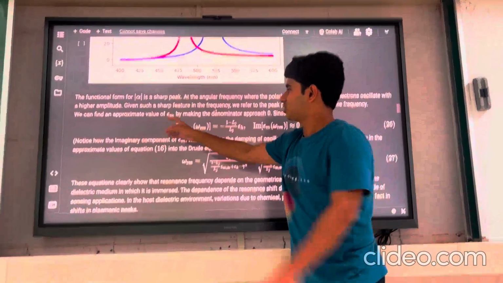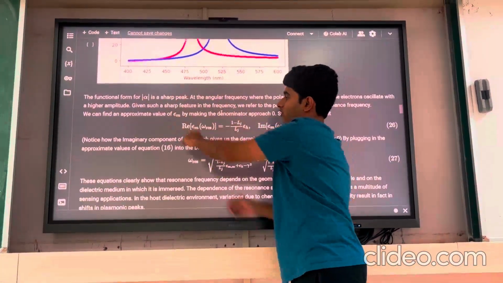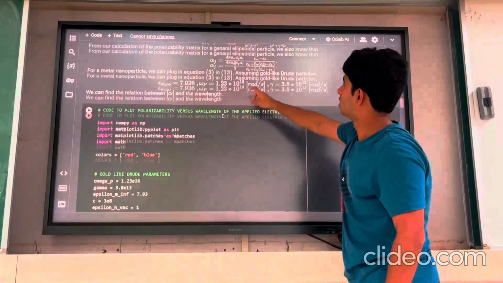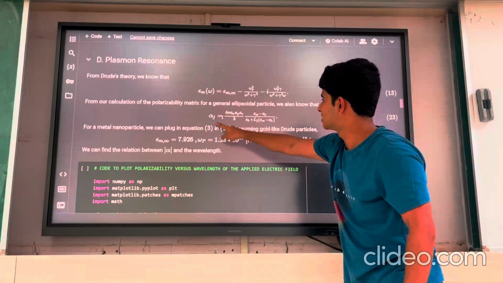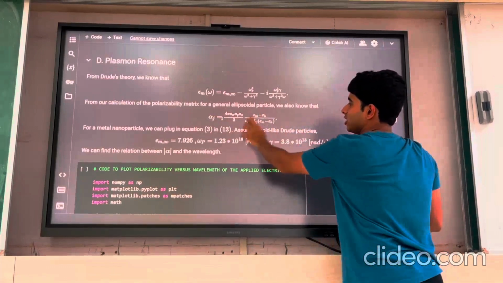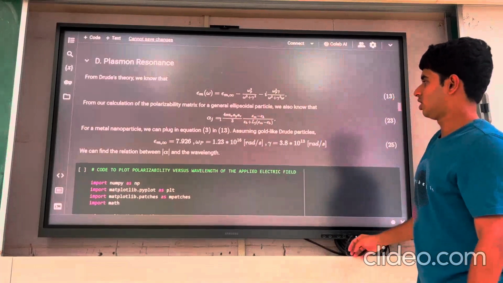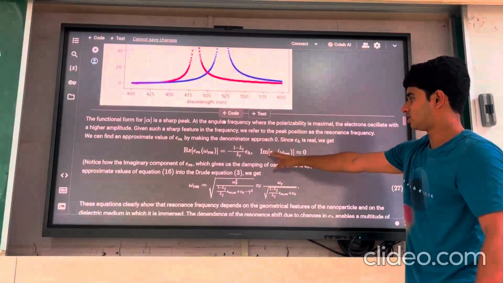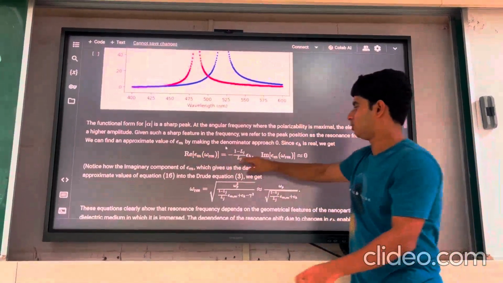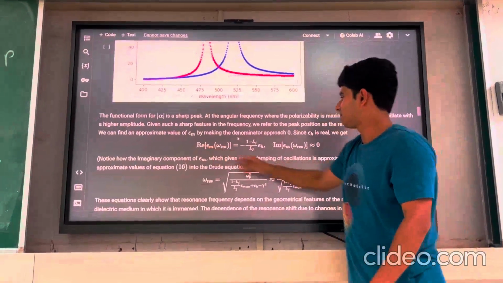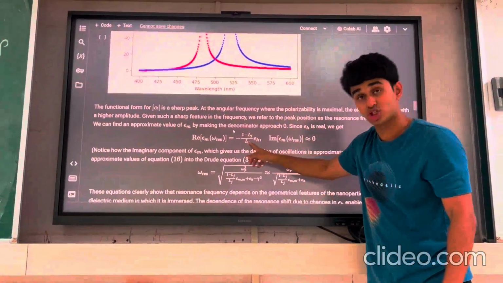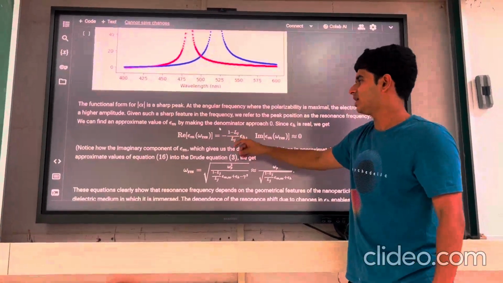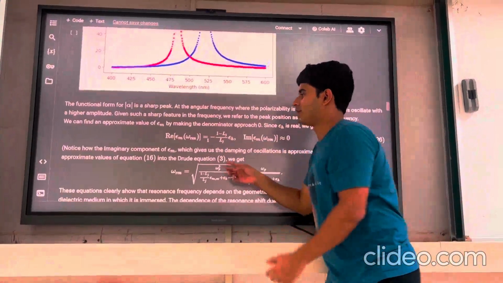You can make an approximation from this. Can you go up? You can make an approximation. Go up, please. So if you use this, you can say that for this to be maximum, the denominator has to approach 0. So if you do that, what you actually get is you get the imaginary part of the dielectric constant of the material to be 0, while the real part to be this. You can clearly see that this real part depends on both the host dielectric media as well as the shape of the particle. Note, however, there's no dependence on the size of the particle, and that is one of the shortcomings of what we're doing here.